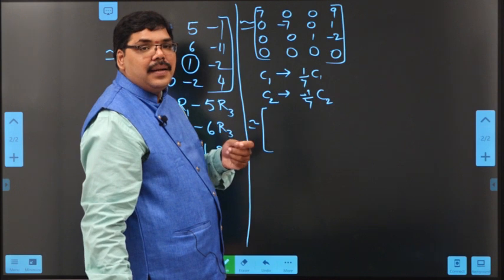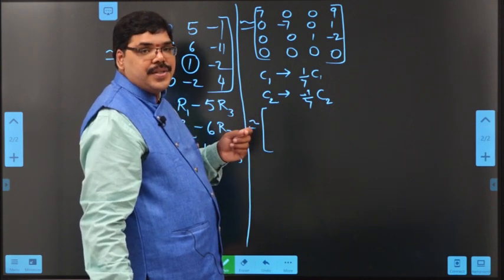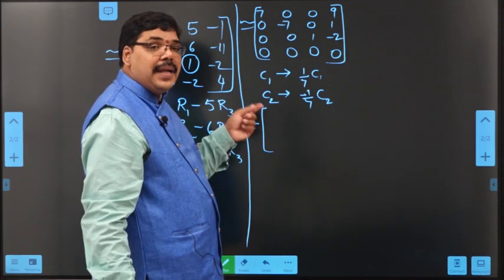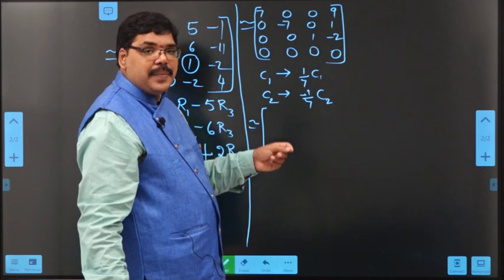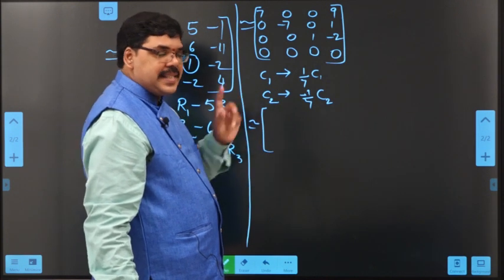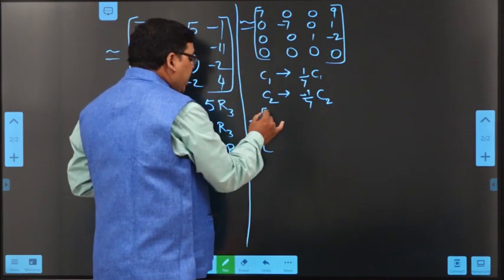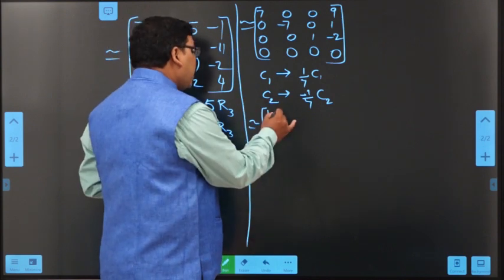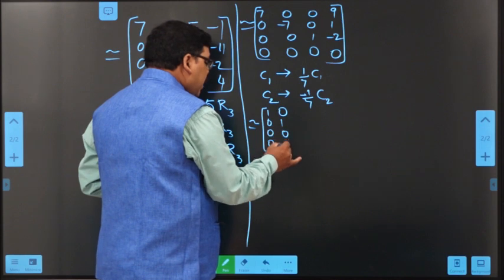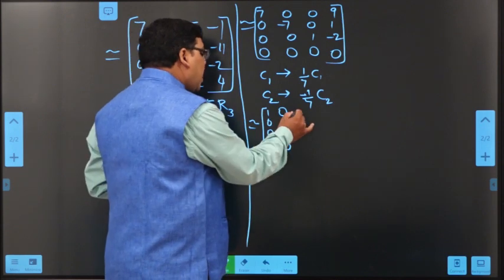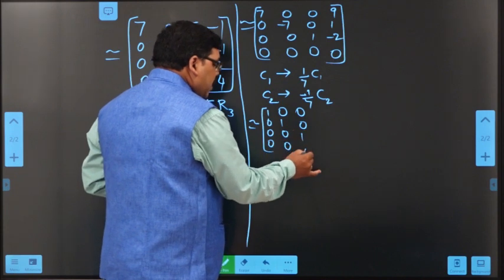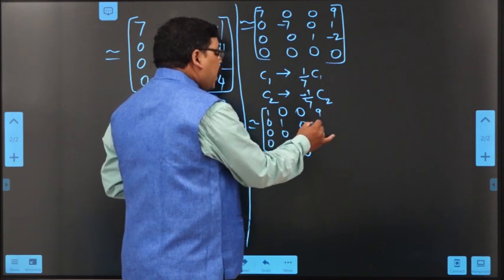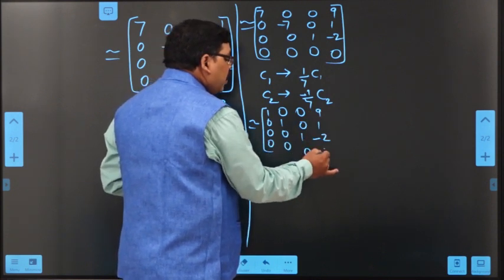see, if you are writing row operations, you are writing the resultant matrix also row wise. But here we are applying column operations. So write the resultant matrix also column wise. So the first column changes to be 1, 0, 0, 0. Second column 0, 1, 0, 0. Third column 0, 0, 1, 0. Fourth column 9, 1, minus 2, 0.